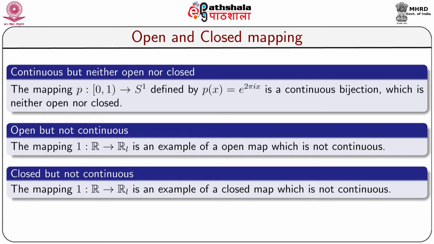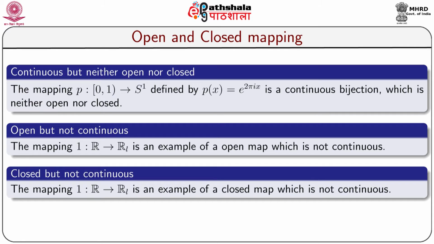We define the mapping P from the semi-open interval [0, 1), that is 0 closed, 1 open, to S1 defined by P(x) is equal to e to the power 2 pi i x. Obviously, this is a continuous mapping because this is a trigonometric mapping, but this mapping is not open.